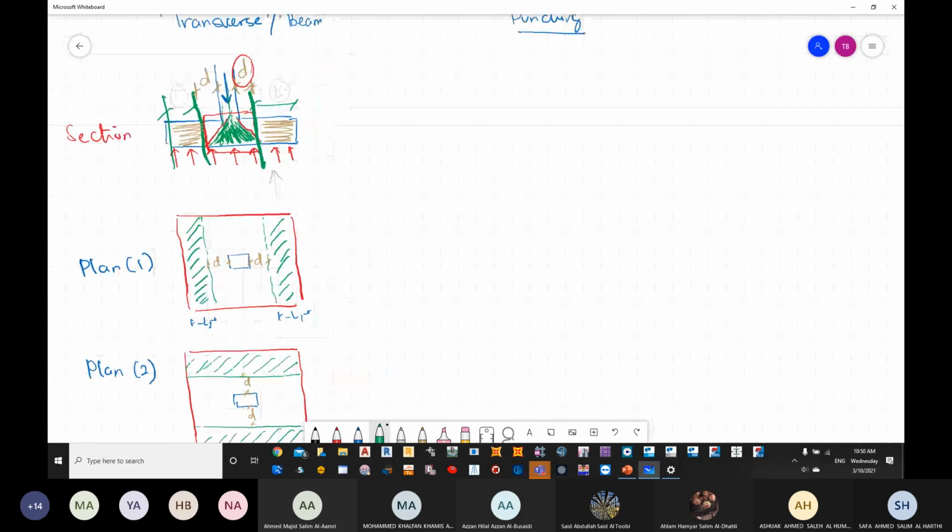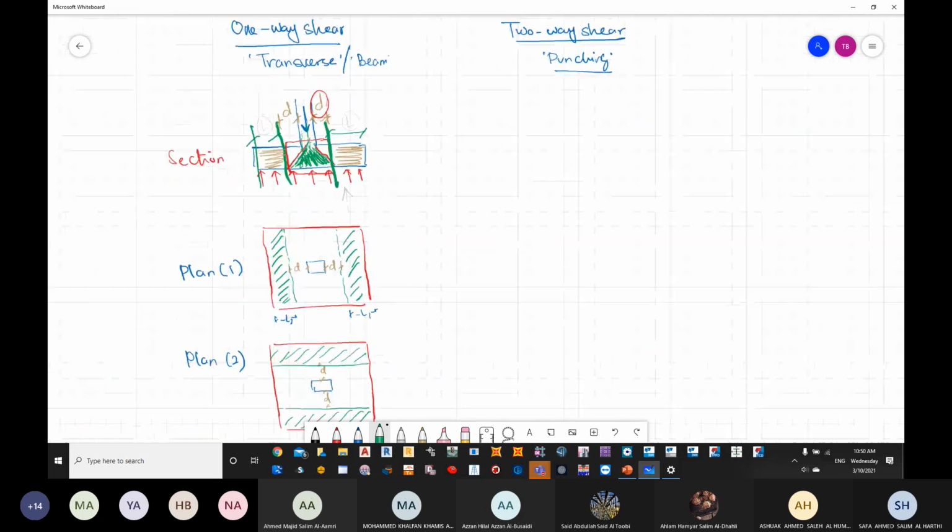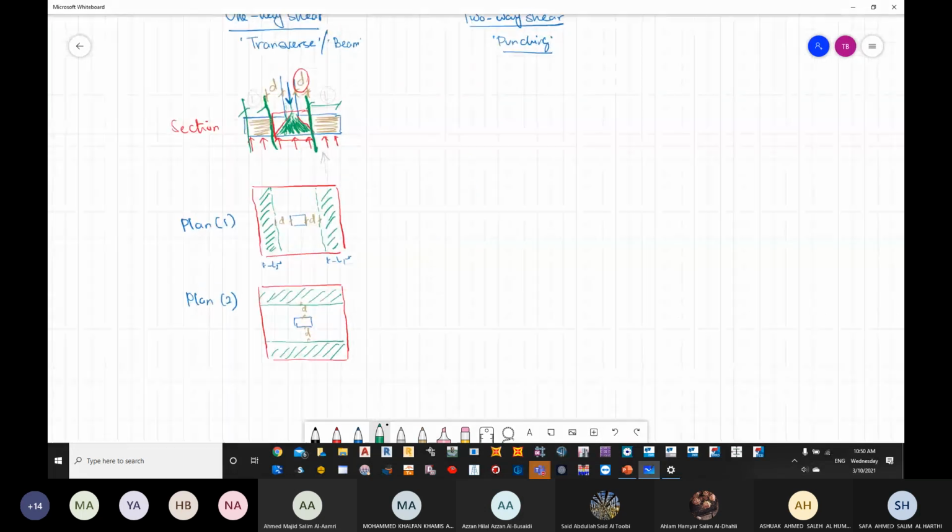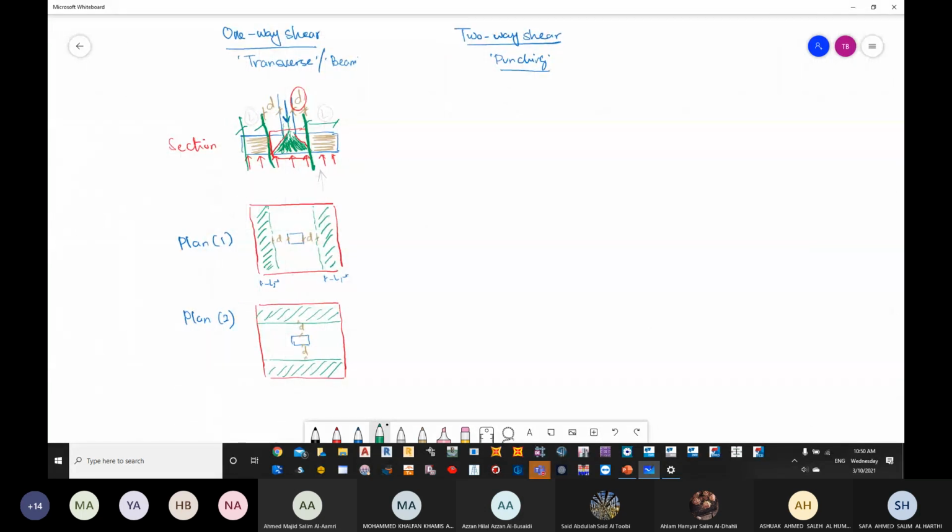Now, when it comes to two-way punching or two-way shear, okay, it is not going to be happening at X or Y, or long and short. If you remember, in one-way shear, we are going to have either short or long. It happens in one side only, or one direction only. Okay, so either X or Y. Now for two-way shear, it happens in both. It happens in both, that they will be cut at the same time.